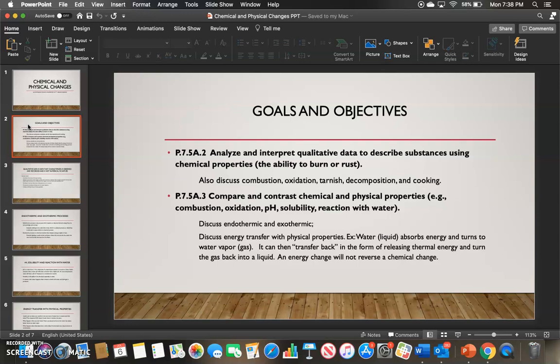We will also be looking at comparing and contrasting chemical and physical properties, including pH, solubility, and reaction with water. We will also discuss endo and exothermic processes.